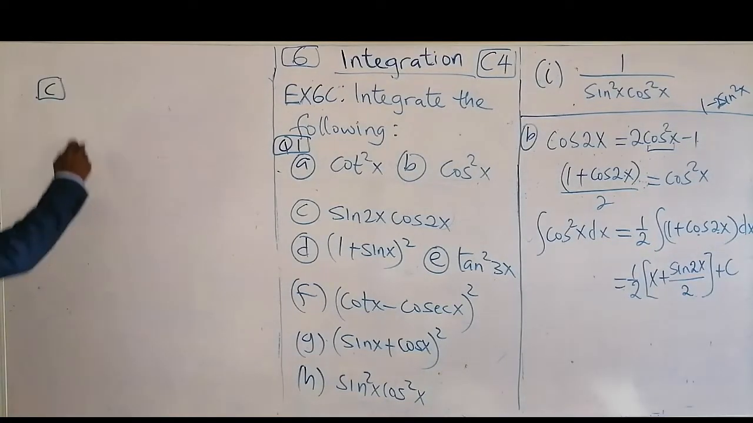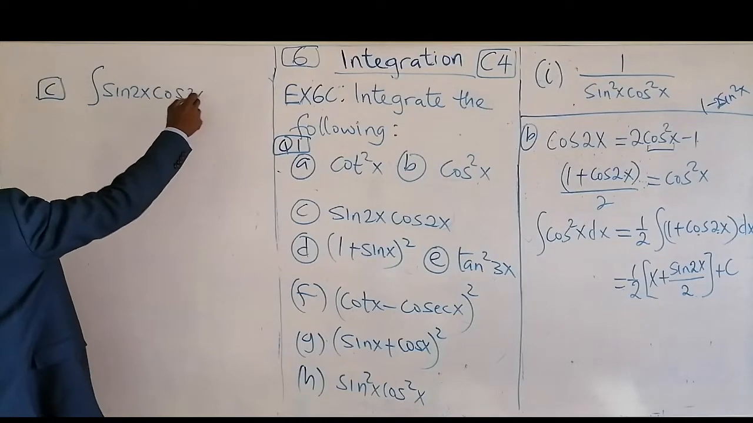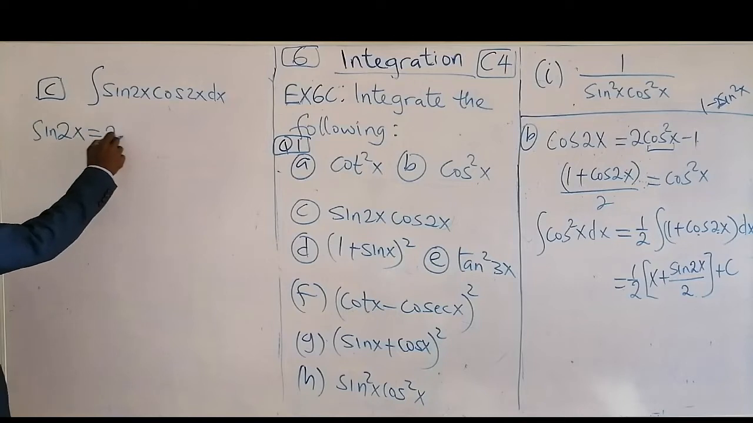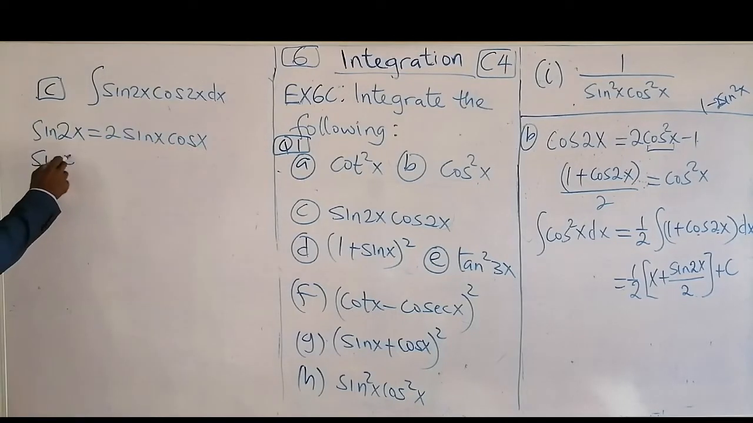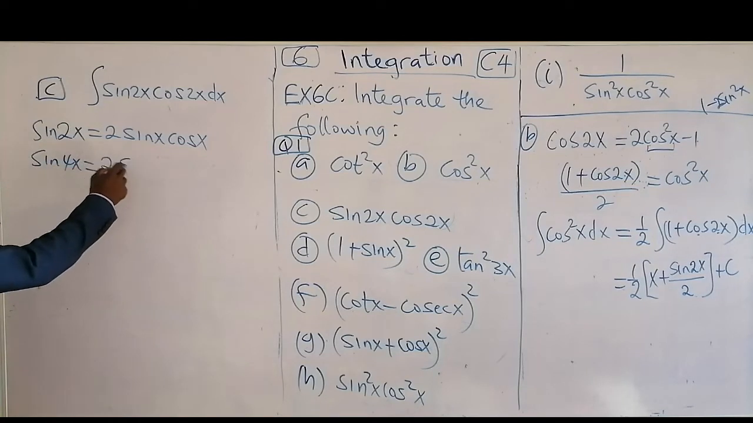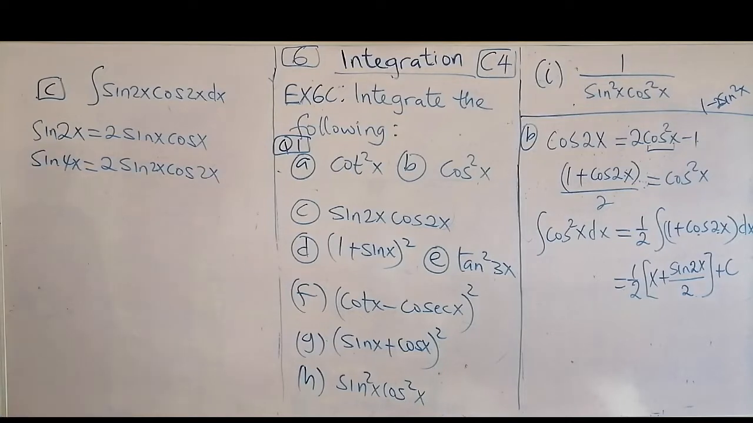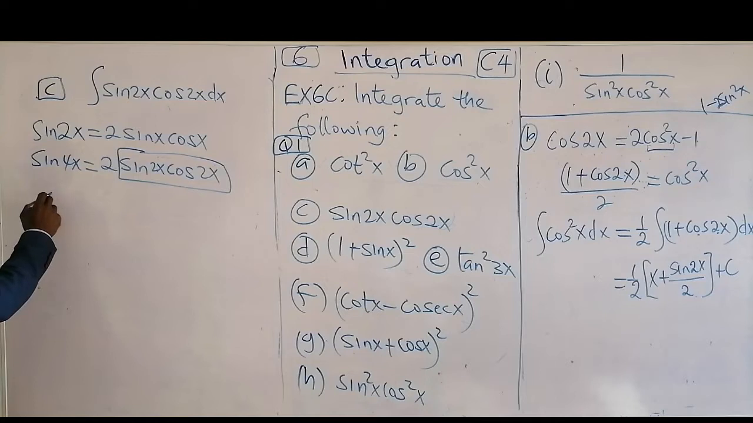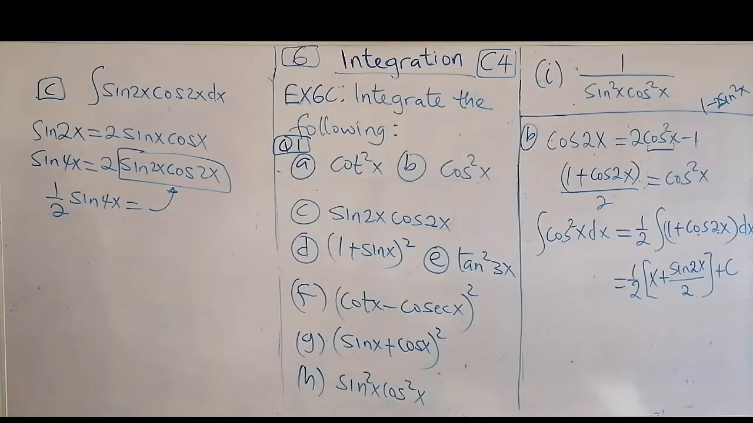The c part, the integral of sine 2x cos 2x dx. We know that sine 2x is 2 sine x cos x. Sine 4x will be 2 sine 2x cos 2x. Then we can make this the subject of the formula, and that will be 1 over 2 sine 4x is equal to this one.